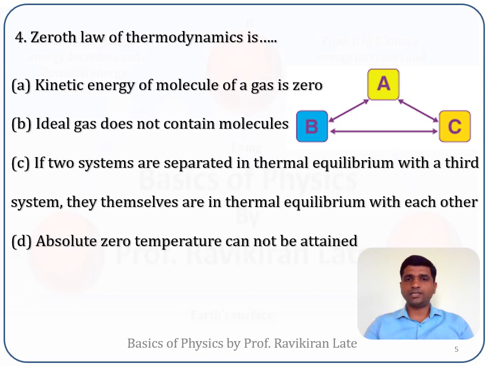In our earlier theory lecture, we discussed what the zeroth law of thermodynamics is. It says that if there are three bodies A, B and C, and body A is in thermal equilibrium with B, and the third body C is in thermal equilibrium with A, then from the zeroth law we can say that the second and third bodies, B and C, will be in thermal equilibrium. So option C is the correct answer: if two systems are separately in thermal equilibrium with a third system, they themselves are in thermal equilibrium with each other.